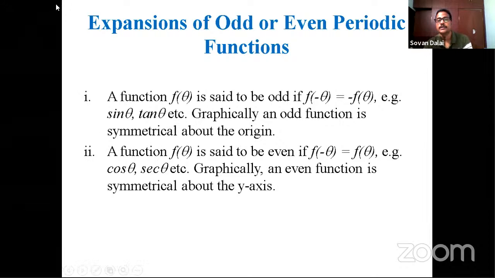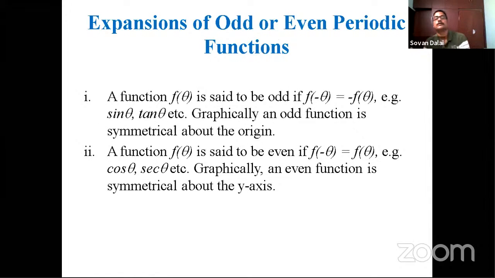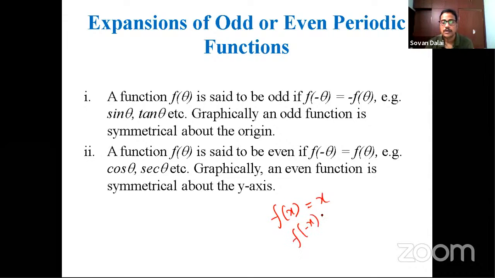Now you have to have a clear concept about odd or even periodic waveforms, odd or even periodic functions. Now what is the meaning of an odd function and what is the meaning of an even function? Just suppose if you write f(x), say f(x) is equal to x. Now if you put x equal to minus x, that should be equal to what? Minus x, or we can write that is equal to minus f(x). Is it clear whatever I have written here?